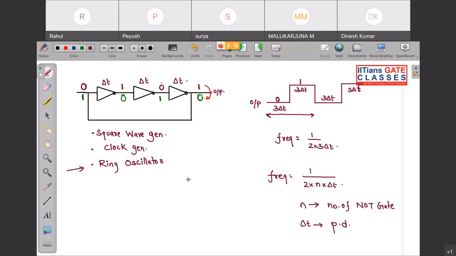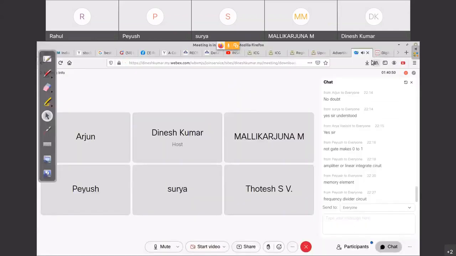If del t is in the range of microseconds, frequency will be in the range of megahertz. If del t is in the range of nanoseconds, this will be in the range of gigahertz. You can see this is a very high frequency circuit. The number of operations will also be more when you have very little delay time. Okay, any doubts? Anyone want to ask something?